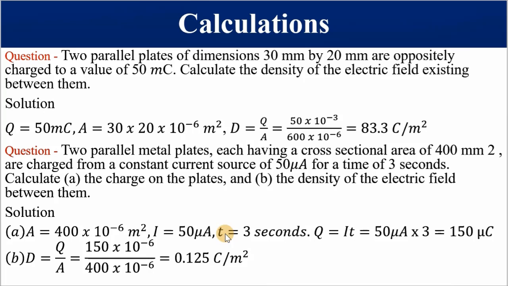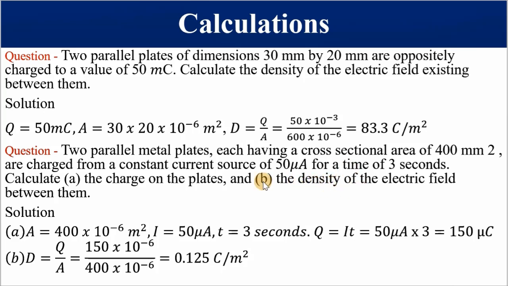And we are saying, how do we calculate charge? Charge is equal to IT. Hence, we have got our current, that's 50 microamps, and we also have our T, which is 3, and if you multiply the 2, you get 150 microcoulomb. Let's go to the second part, which requires us to calculate the electric flux density.